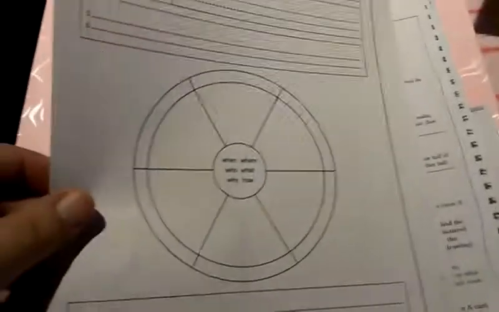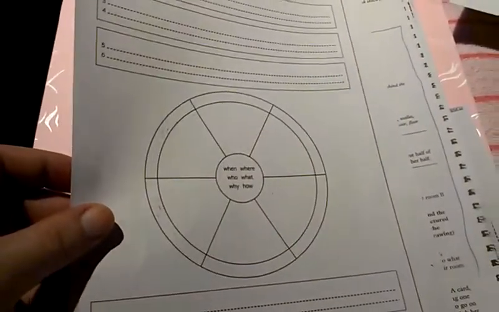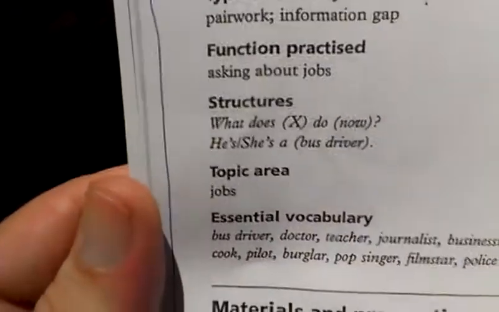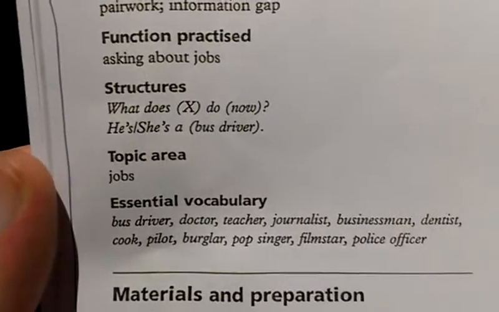That would be an extension to this activity. That is the second activity. Now I have two A-B activities. This one is very simple. It's called school photo. We see that the essential vocabulary is very easy.